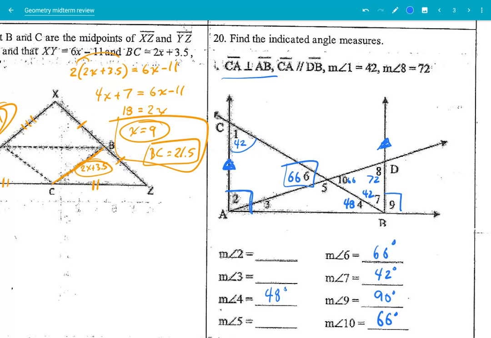Looky there, yes, I see it. And then a linear pair, let's see, 180 minus 66 is 114. So 5 is 114. What do we have left here? Let's see, 2 and 3. What are those angles? Well, let's see. Here's a triangle. 180 minus 42 minus 66 is 72. So this part is 72. Let's say 72 from 90 is 18.